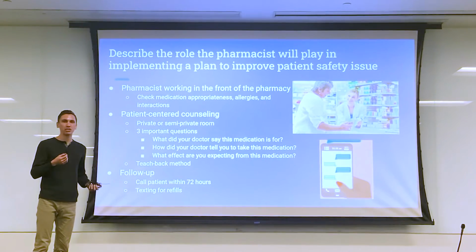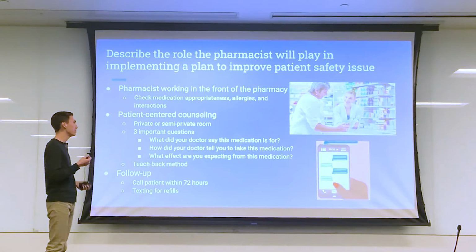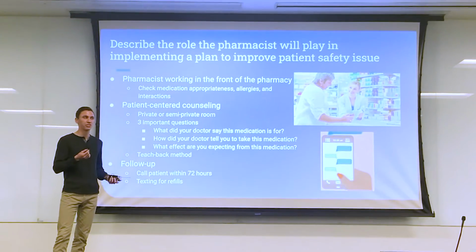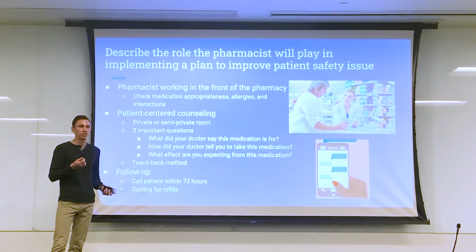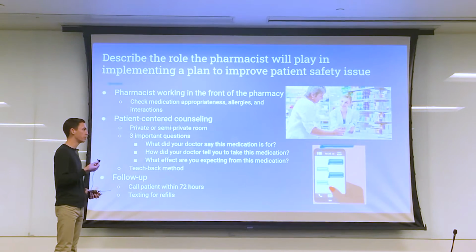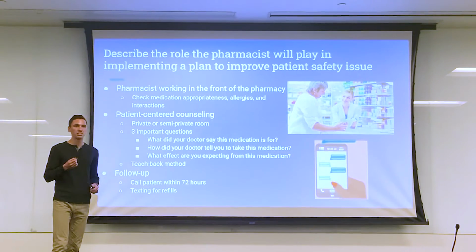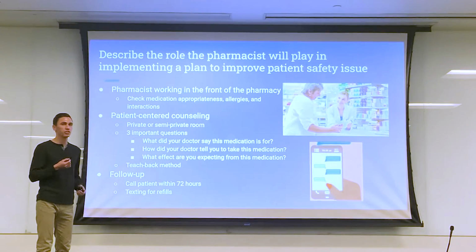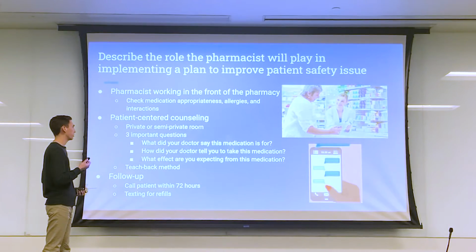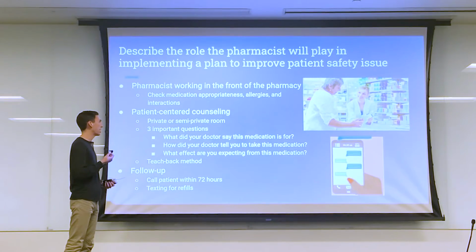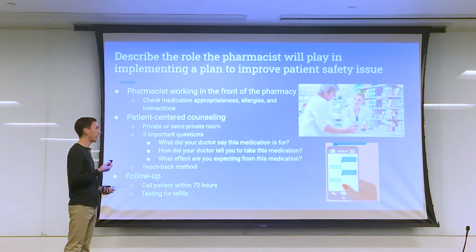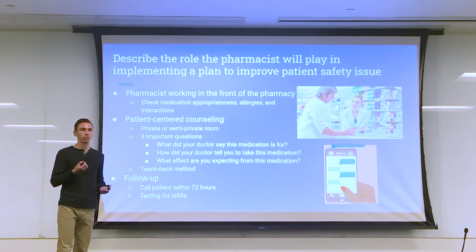So right off the bat, when the patient first walks into the pharmacy, they'll actually see the pharmacist working at the front counter. Normally the pharmacists are often hidden in the back and the patient just gets to talk to the technician, but we want the pharmacist to be the first line of contact for the patient. And when they give their prescription to the pharmacist, they can immediately check for medication appropriateness, allergies, and possible drug interactions that the patient might have with the prescription that they just got.